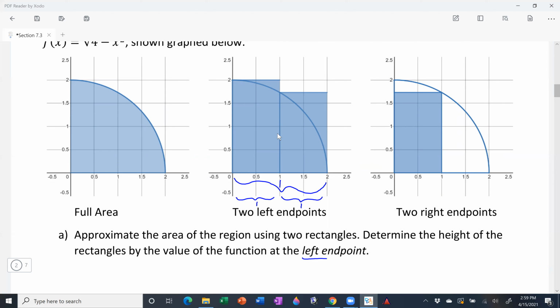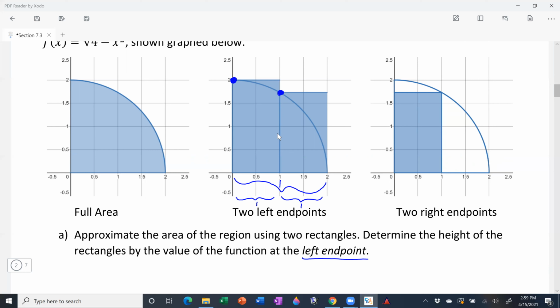And if we're doing left endpoints, then that means if you're looking at this rectangle, the left endpoint is going to be the corner of the rectangle that touches the function on the left side. So this first rectangle touches the function up there at 2. We can see that pretty clearly. For the second rectangle, the left endpoint is going to be this corner right there. And it's a little bit harder to tell exactly what the function value is right there.